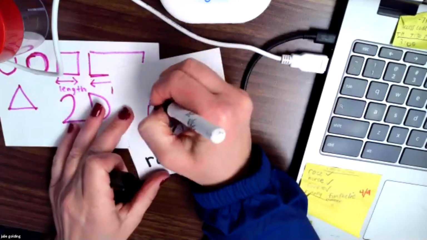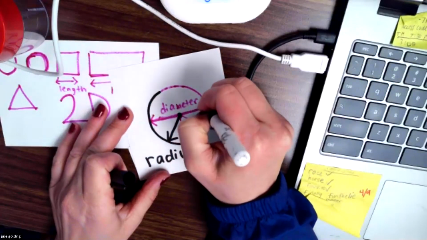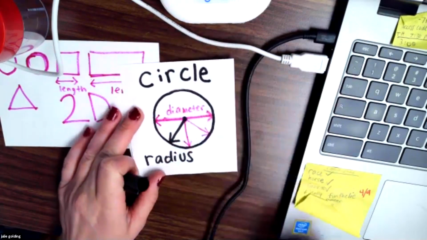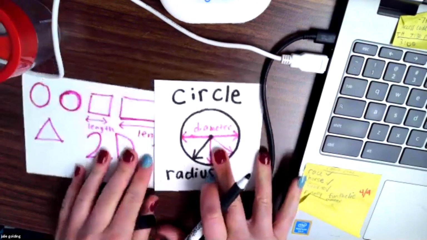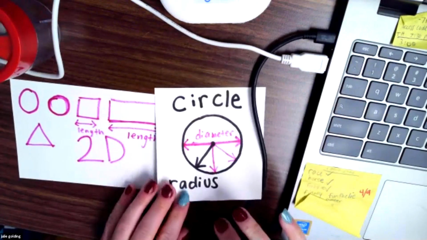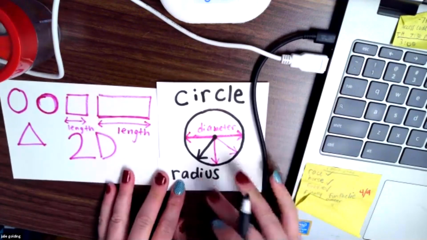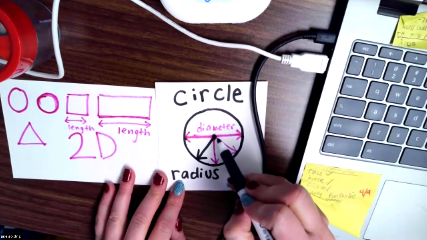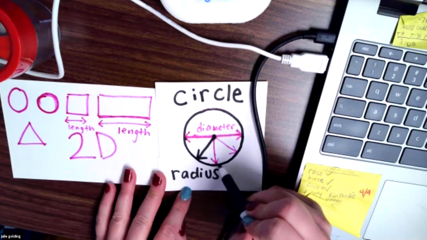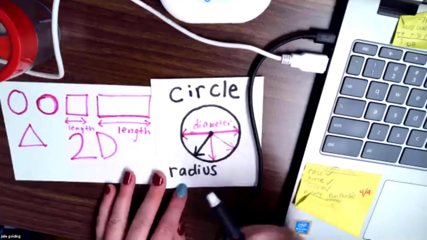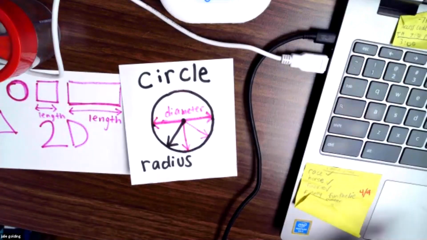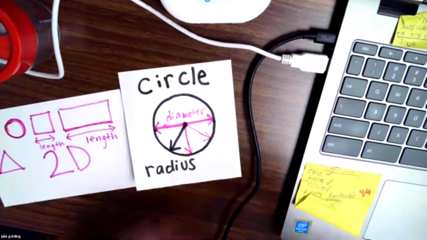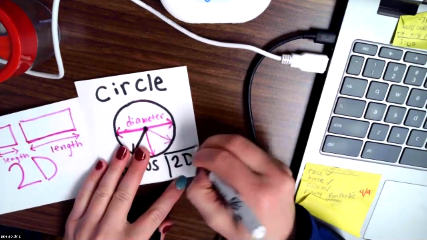This shape right here is called a circle. Write these notes in your notebook. You can pause this video and write these notes. Remember, from here to here is the diameter. From the middle to the end is the radius. This shape is called a circle. So these are all 2D shapes, remember? This is also a 2D shape.